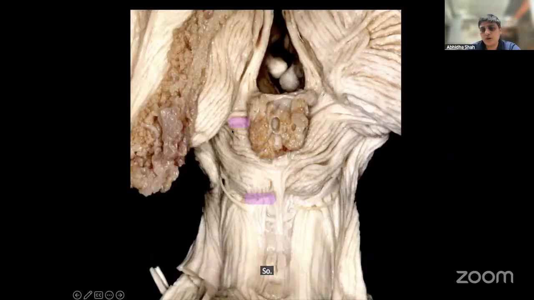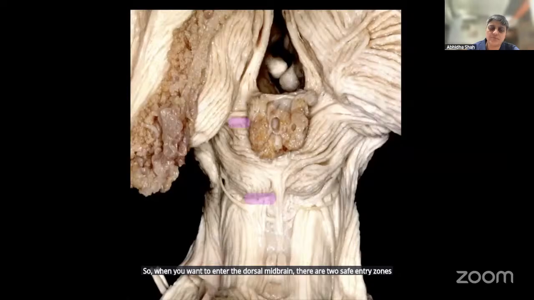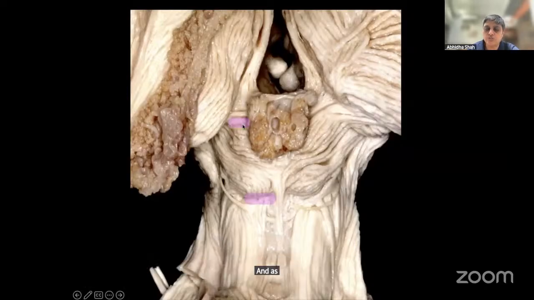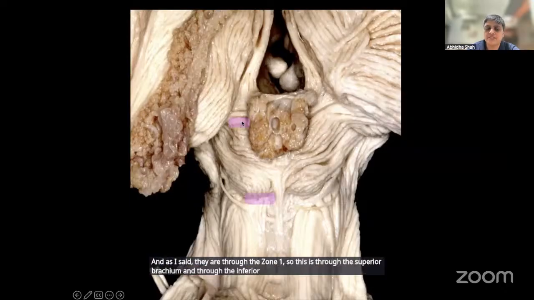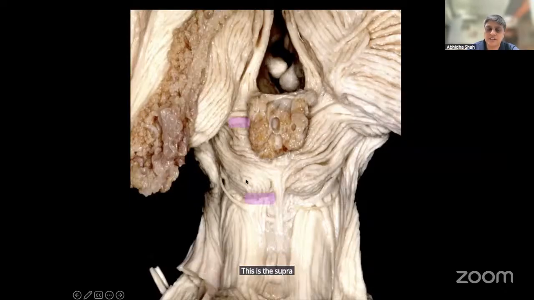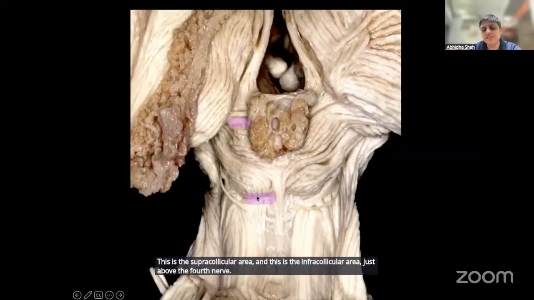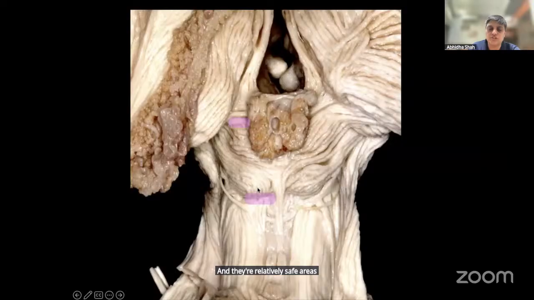So when you want to enter the dorsal midbrain, there are two safe entry zones that have been described. And as I said, they are through the zone 1. So this is through the superior brachium and through the inferior brachium. This is the supracollicular area, and this is the infracollicular area just above the fourth nerve. And they are relatively safe areas where you can make an incision into the brainstem.